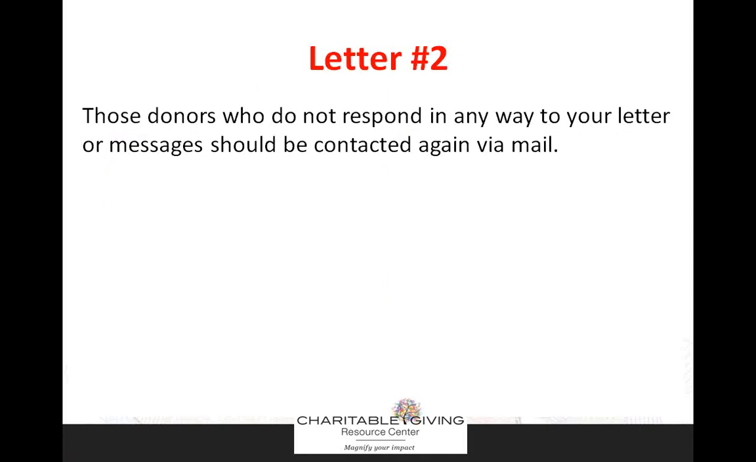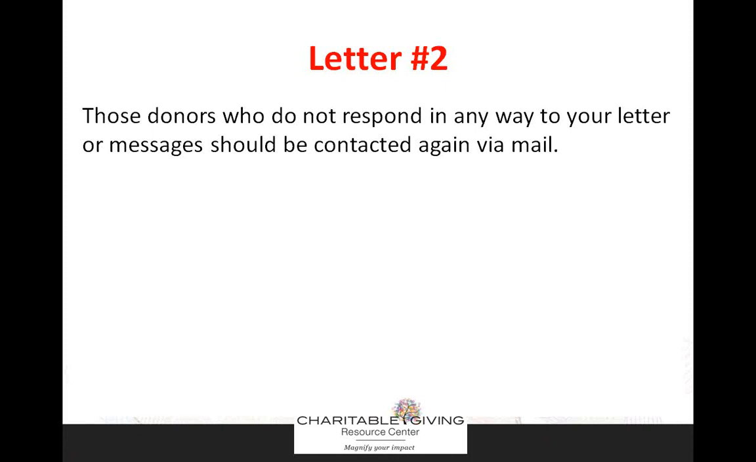Letter 2. Donors who don't respond in any way to your letter or your messages, they should be contacted again via mail. And some people would say, I'm not going to spend the extra postage on these. If you've taken the time and given the attention to this group of individuals and you believe that they are potential major givers to your organization, it's worth the postage to ask again.